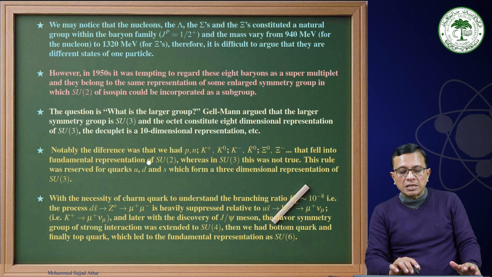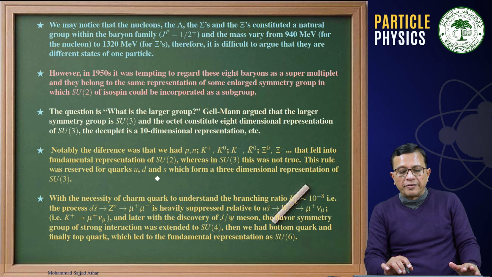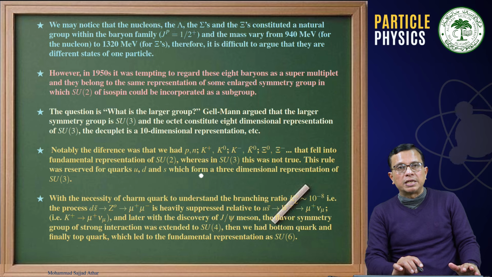Notably, the difference was that we had proton-neutron, K plus, K0, or cascade 0, cascade minus, that fell into the fundamental representation of SU2, whereas in SU3 this was not true. This role was reserved for quarks U, D and S, which form a three-dimensional representation of SU3, which we have discussed in the earlier class.